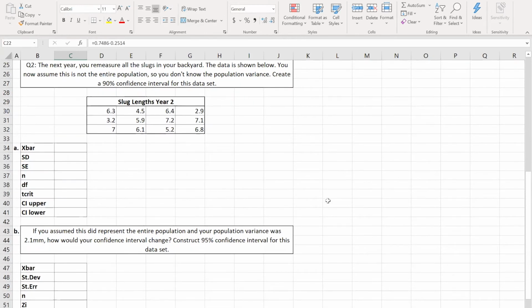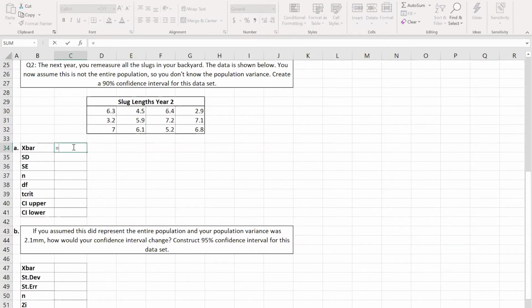Question 2, the next year you remeasure all the slugs in your backyard. The data is shown below. You now assume this is not the entire population, so you don't know the population variance. Create a 90% confidence interval for this data set. Because we don't know population variance, we're going to use the t-distribution.